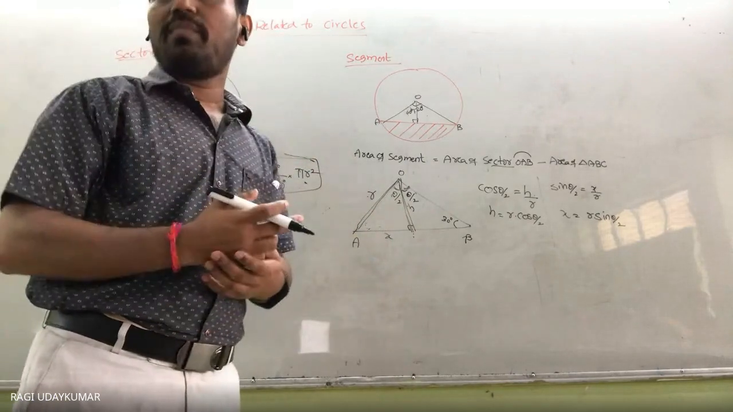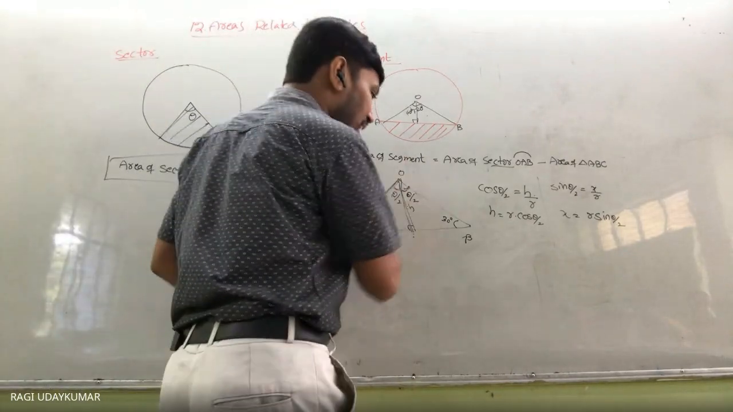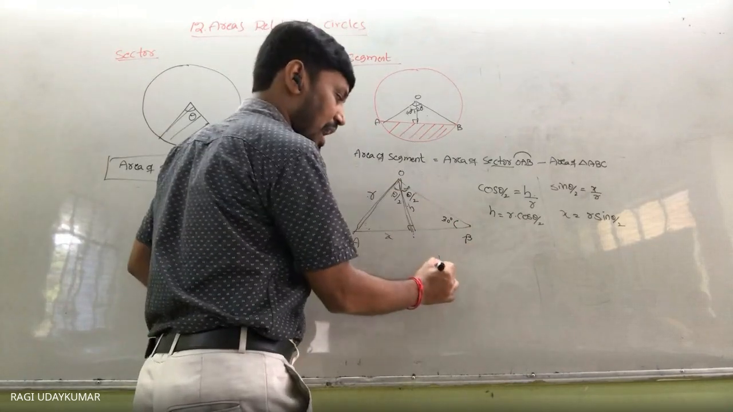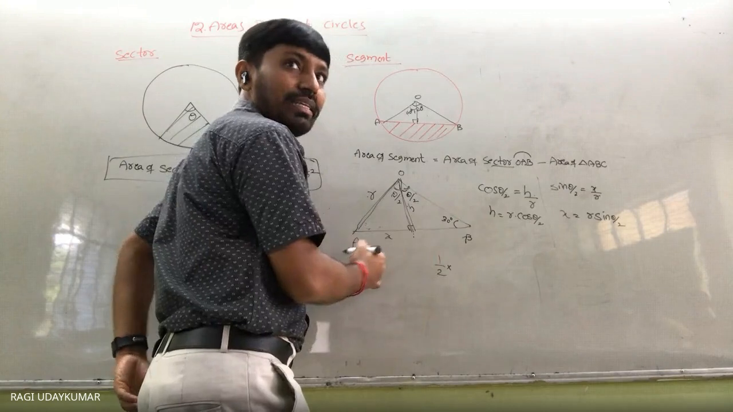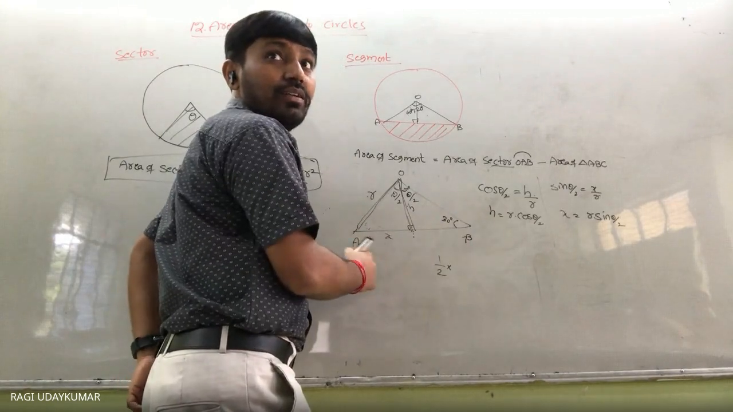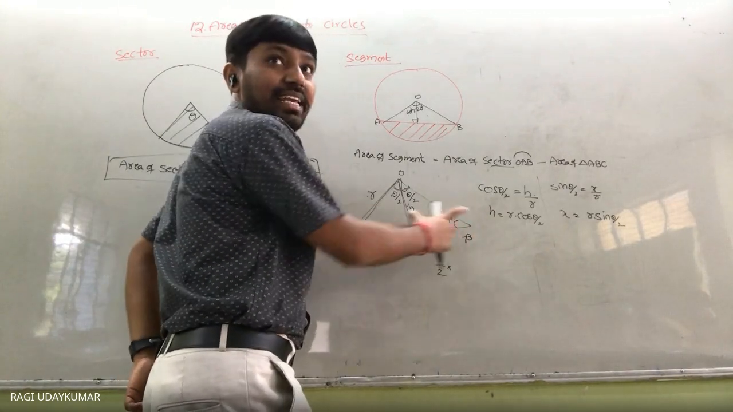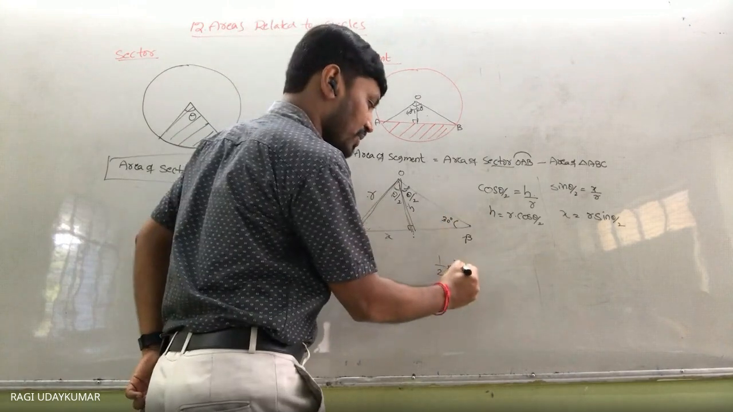One example problem will also be taken. Now what is the area of this triangle? Half into base. How much is the base? This whole one, how much is it? It will be 2x. If we consider this as x, then the whole will be 2x.